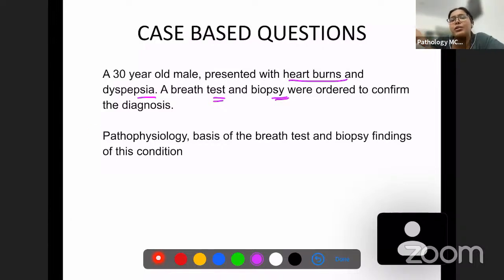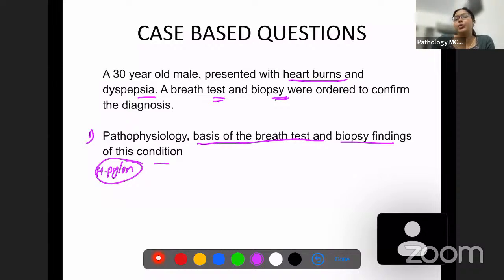Now they've asked: what is the pathophysiology of this condition, what is the basis of the breath test, and what are the biopsy findings of this condition. So we know this heartburn and dyspepsia, we're talking about an H. pylori infection here. Okay. So what is H. pylori infection? We know the pathophysiology. It is going to cause inflammation, by using the two important virulence factors, VacA and CagA. Because of inflammation, you will have peptic ulcer disease and also may result in gastric carcinoma.